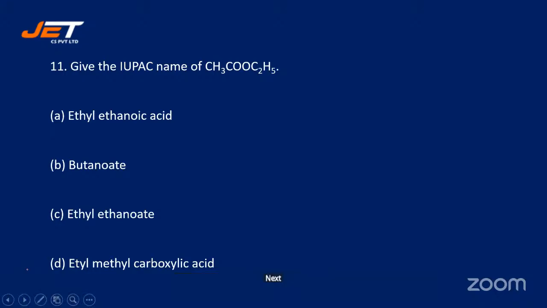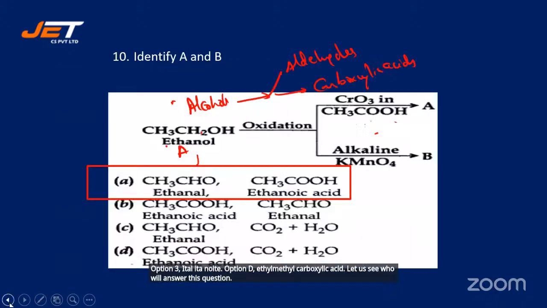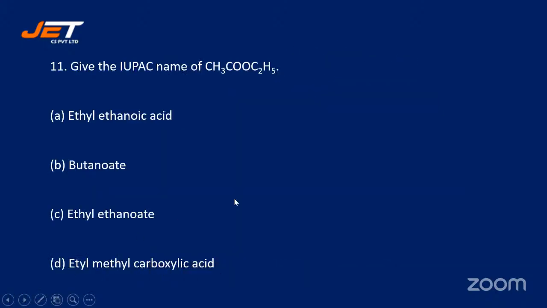Next question. Give the IUPAC name for CH3COO-C2H5. What is the IUPAC name for CH3COO-C2H5? Option 1, ethyl ethanoic acid. Option 2, butanoate. Option 3, ethyl ethanoate. Option D, ethyl methyl carboxylic acid. Let us see who will answer this question. Yes, come on, give me the answers.